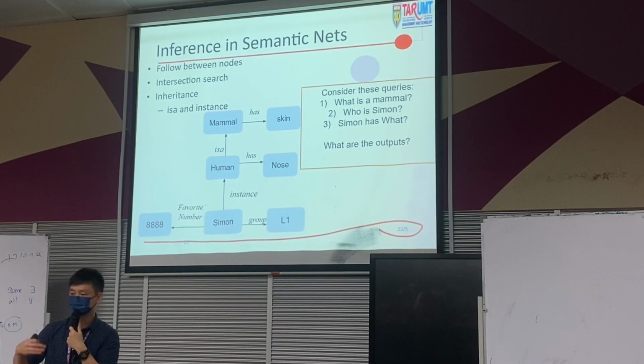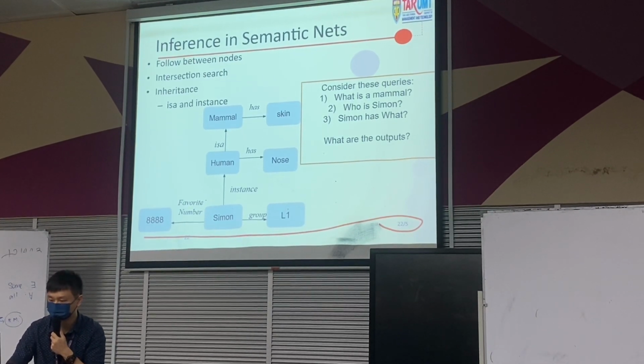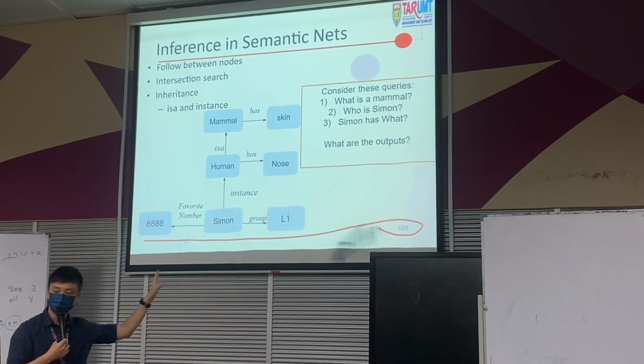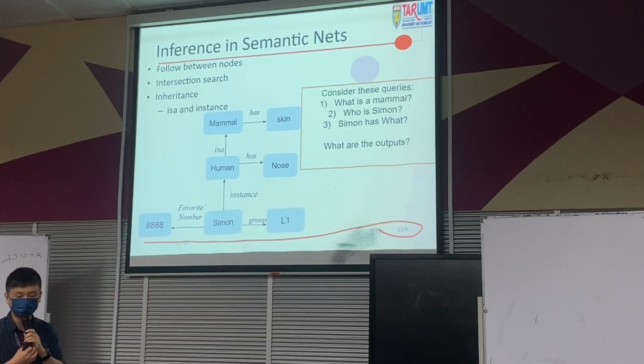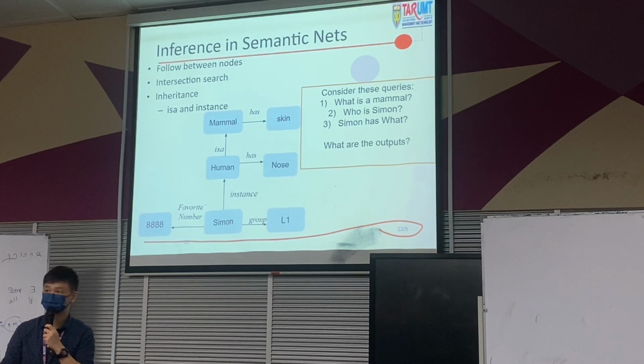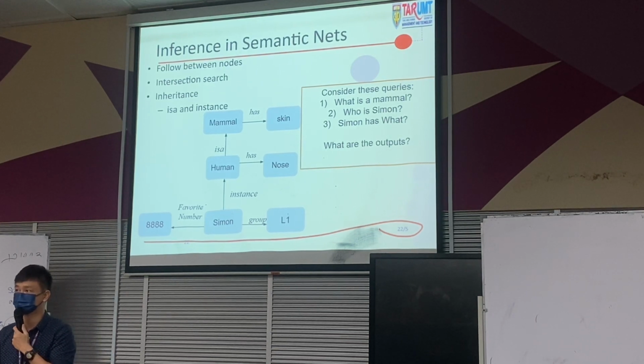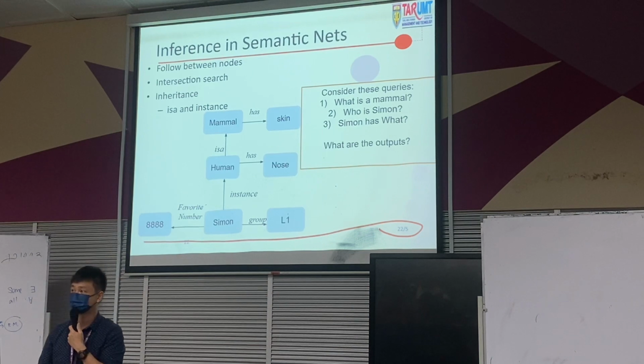Yeah. So let's say now you have a question here. Simon has one. Okay. So based on this semantic network, you can tell that Simon is actually a human. Simon has a nose. At the same time, Simon is a mammal and has skin. Then based on the third question, you can say, oh, Simon has a nose and has skin. And this is how a machine interprets, also based on the semantic networks, and returns the appropriate response back to the user. Okay.